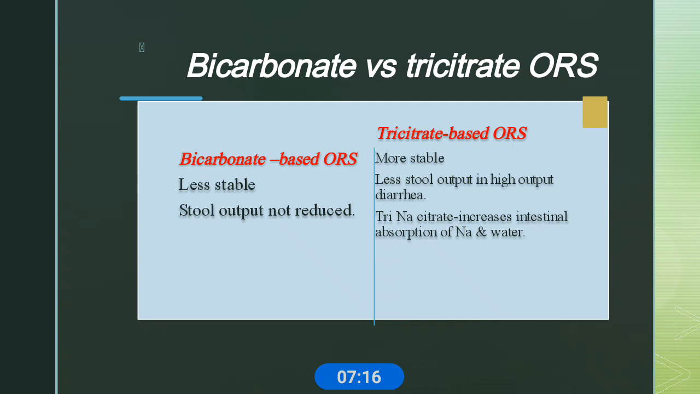So the main combinations available are bicarbonate and tricitrate ORS. What's the difference between bicarbonate based and tricitrate based ORS? The bicarbonate based one is less stable, and its stool output is not reduced. The tricitrate based ORS is the most approved and WHO recommended one, because it is more stable and gives less stool output in high output diarrhea, and trisodium citrate mainly increases the intestinal absorption of sodium and water.